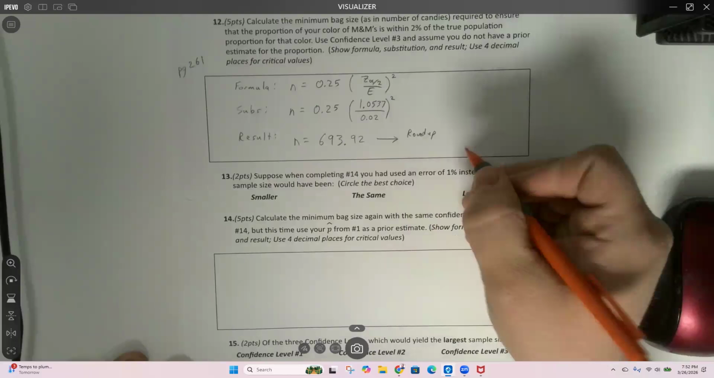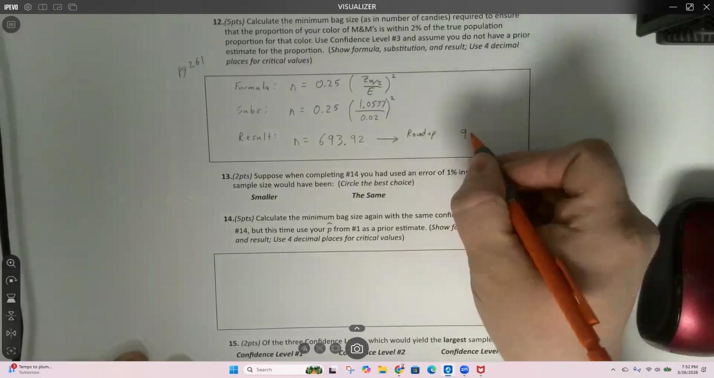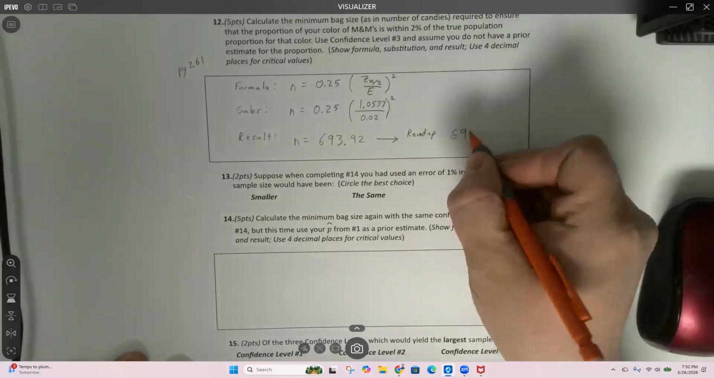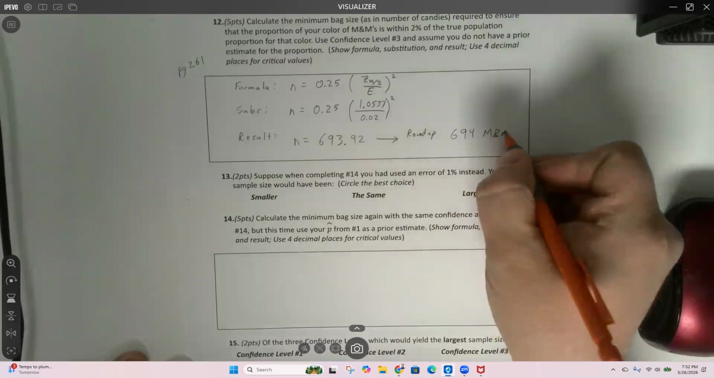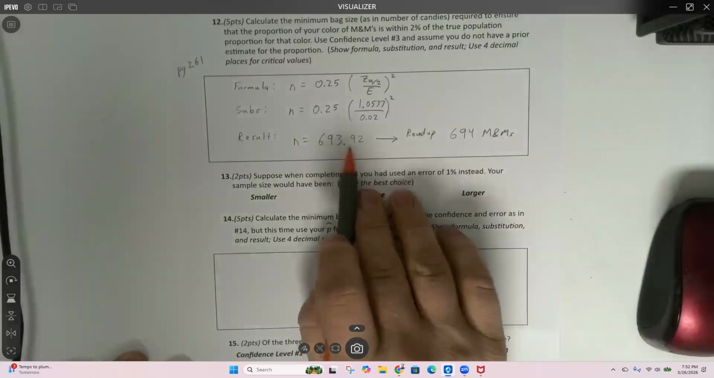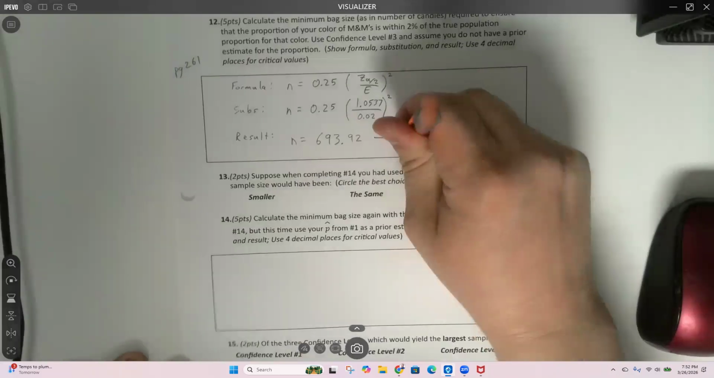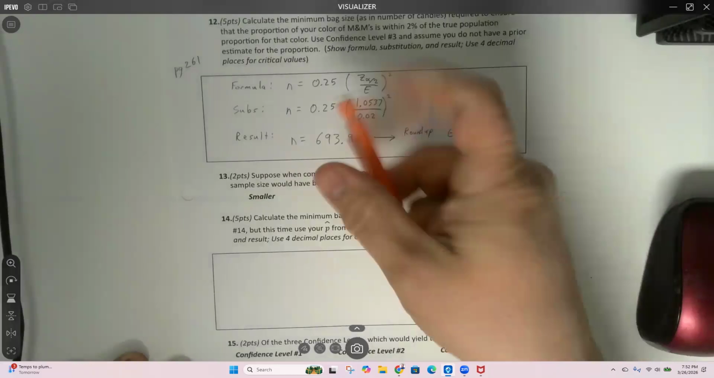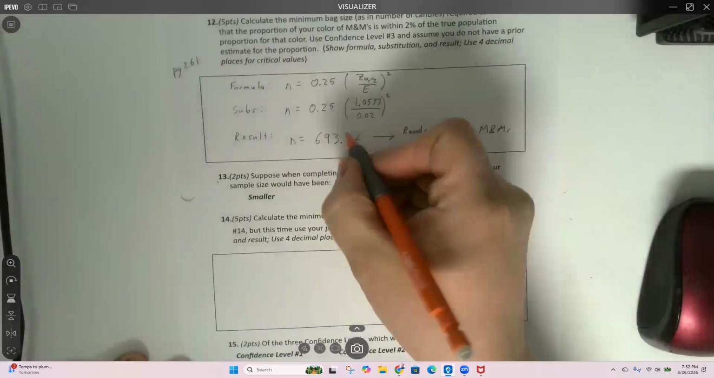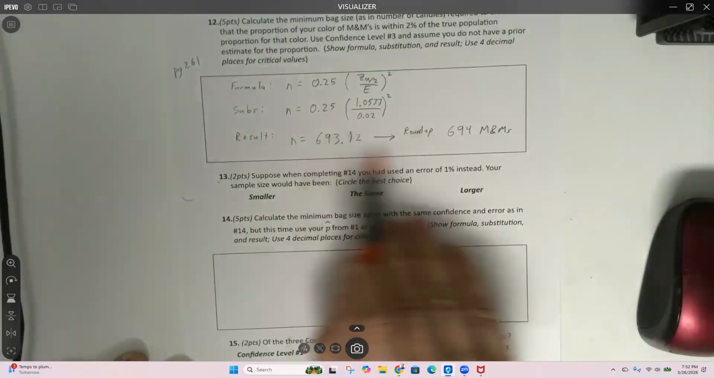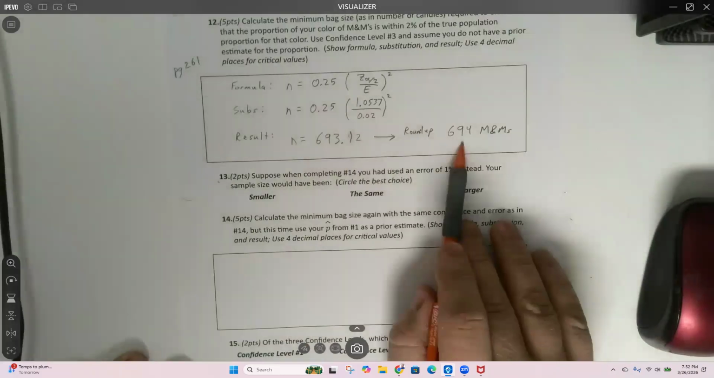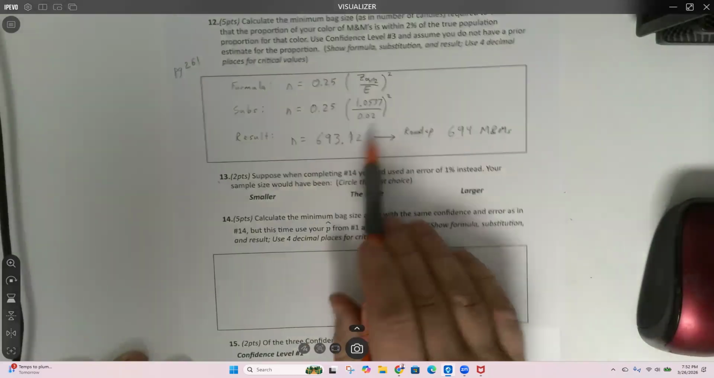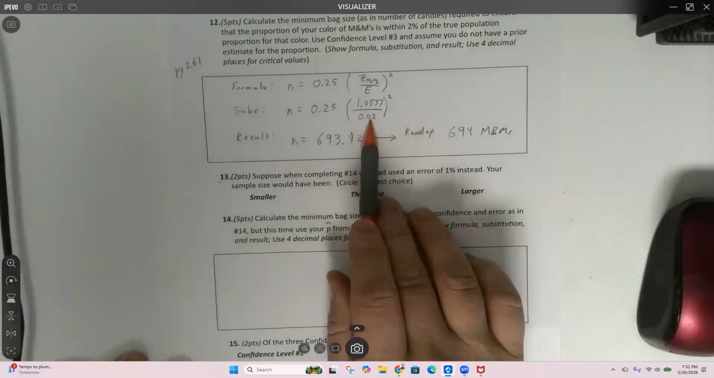Okay, so we round up and it would be 694 M&Ms. Now, we would have rounded this up anyway because 0.92 does round up. But if this had been 0.12, I would still round it up to 694. Because if you round it down, you're not going to have a 2% margin of error. You're going to have a 2.1%. And that's not what we want.